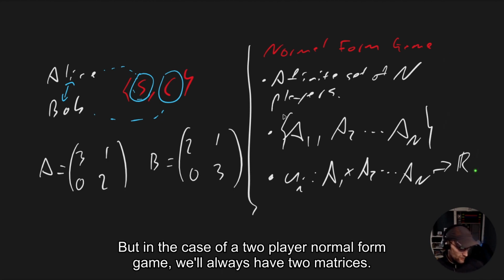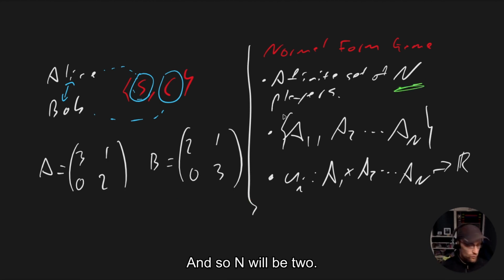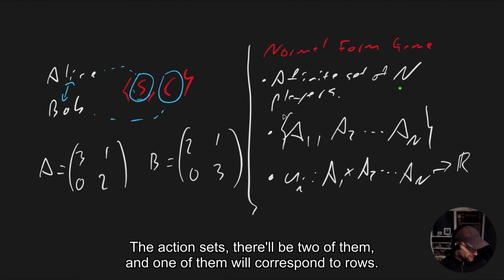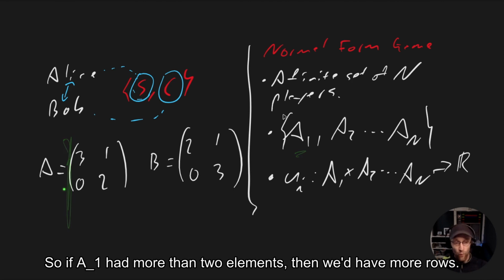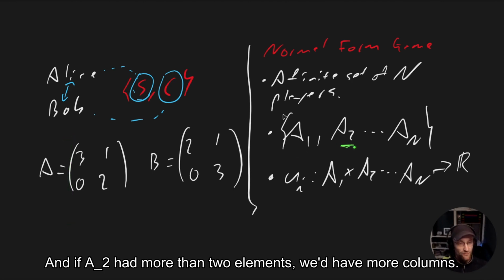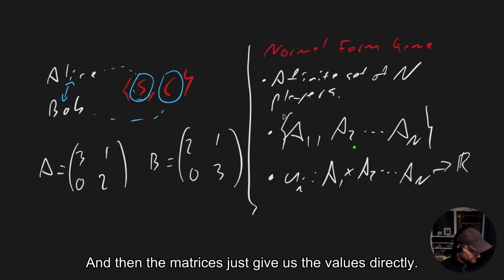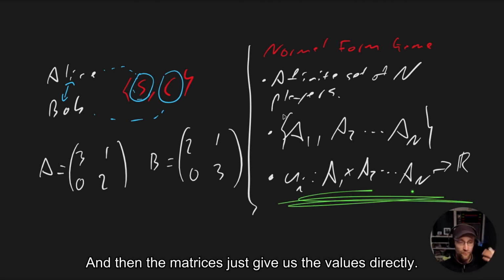But in the case of a two-player normal form game, we'll always have two matrices, and so n will be 2. The action sets, there'll be 2 of them, and one of them will correspond to rows. So if A1 had more than 2 elements, then we'd have more rows. And if A2 had more than 2 elements, we'd have more columns. And then the matrices just give us the values directly.